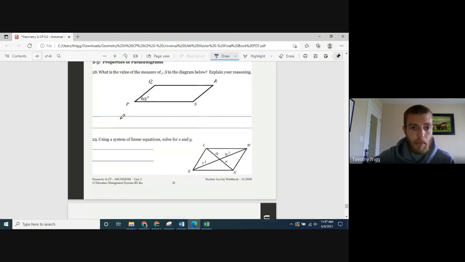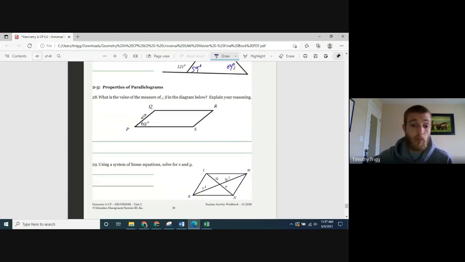Number 28. What is the value of angle S in the diagram below? They don't tell you this, but this is supposed to be a parallelogram. It is a parallelogram. That's important. Number 28 should say, given that PQRS is a parallelogram, but that's okay. In a parallelogram, the opposite angles are congruent. So angle P and angle R are the same measure, opposite angles. And Q and S are the same measure as each other.